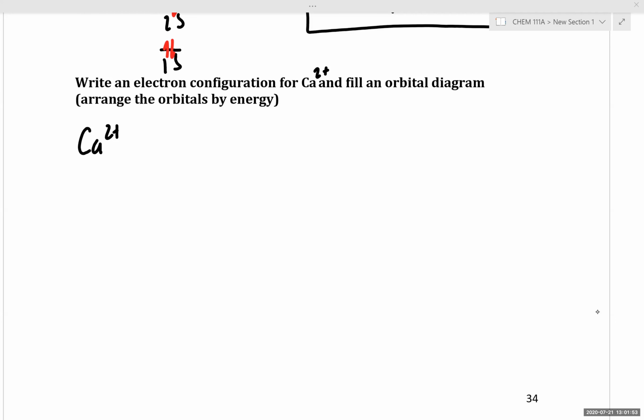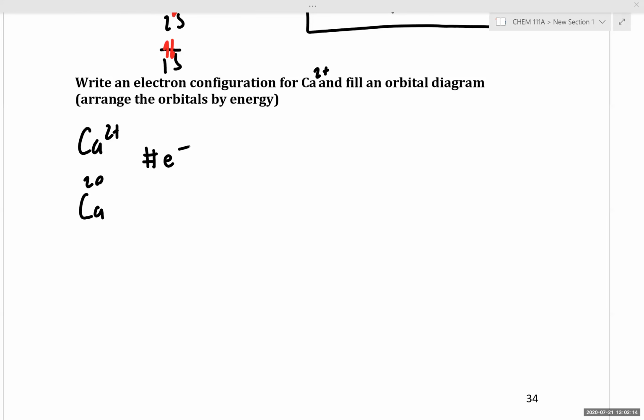Okay, so let's discuss this example. When we discussed calcium previously, we noted that neutral calcium has an atomic number of 20. To account for the 2+ charge, calcium 2+ has 20 minus 2, subtracting the charge from our total number of electrons. Calcium 2+ has 18 electrons.